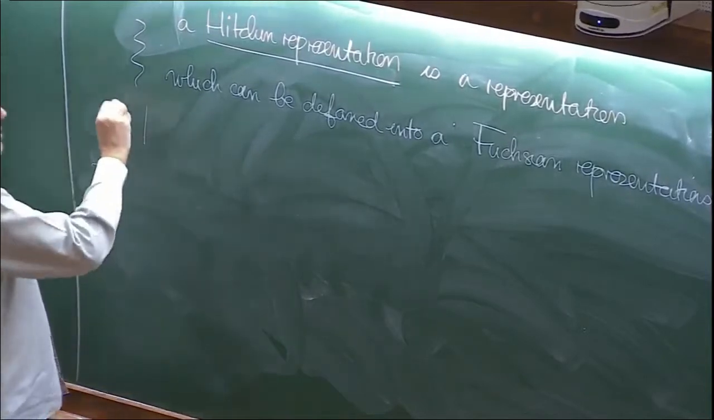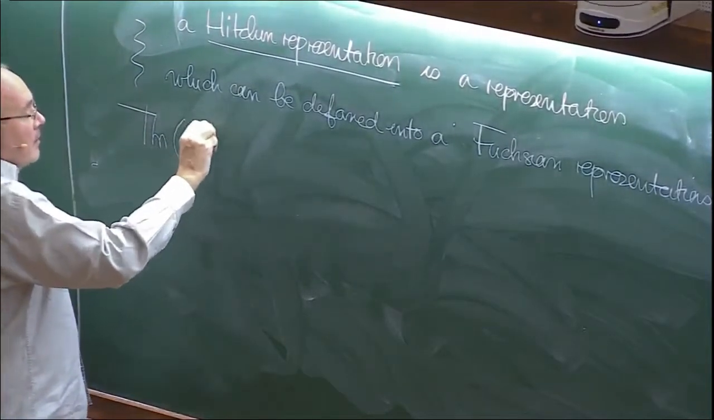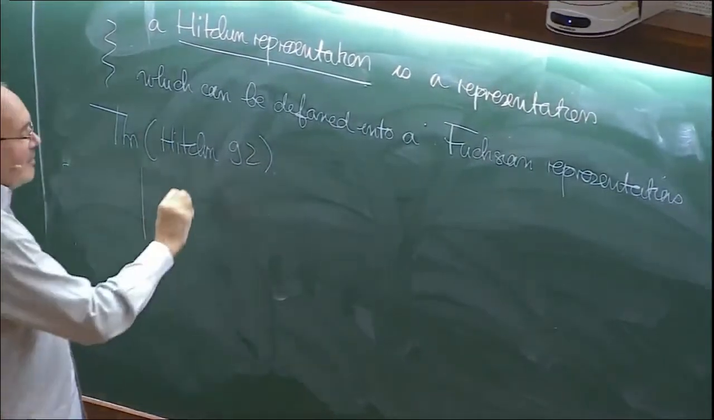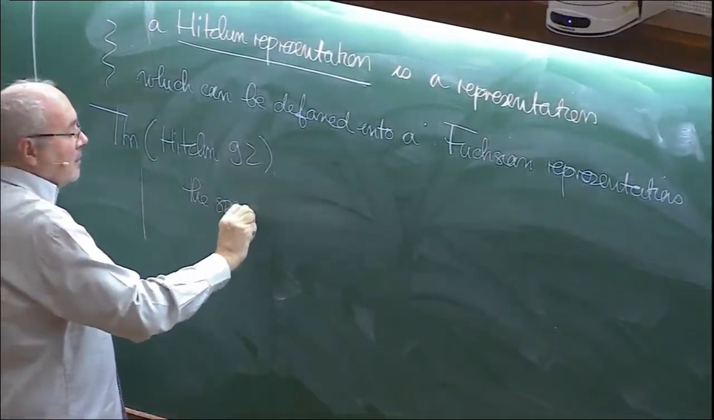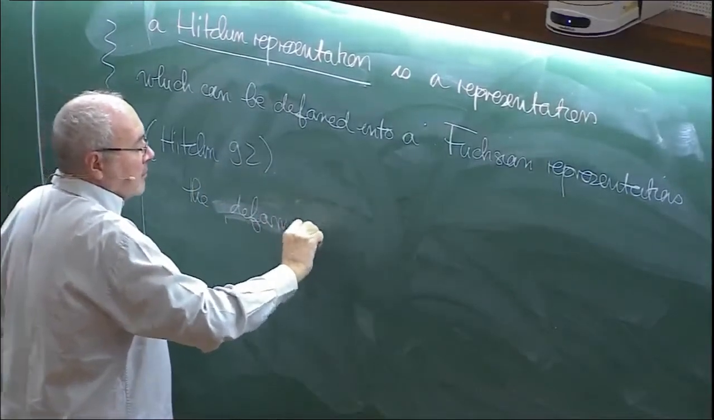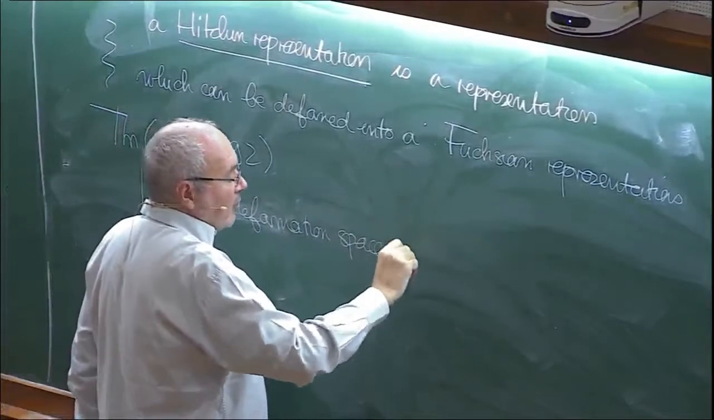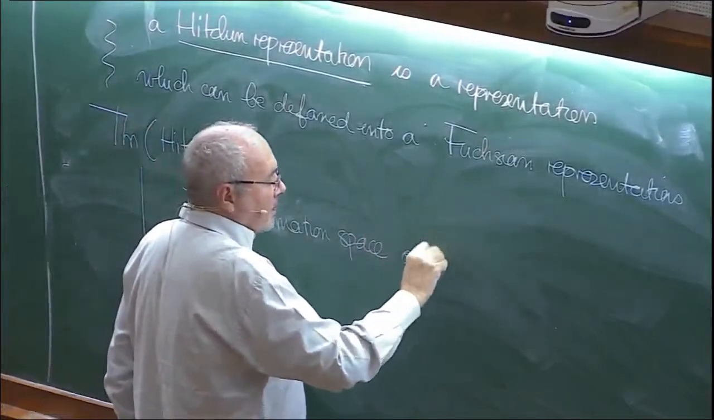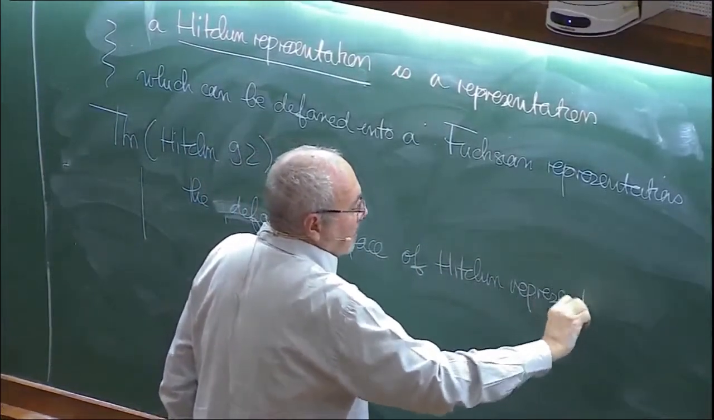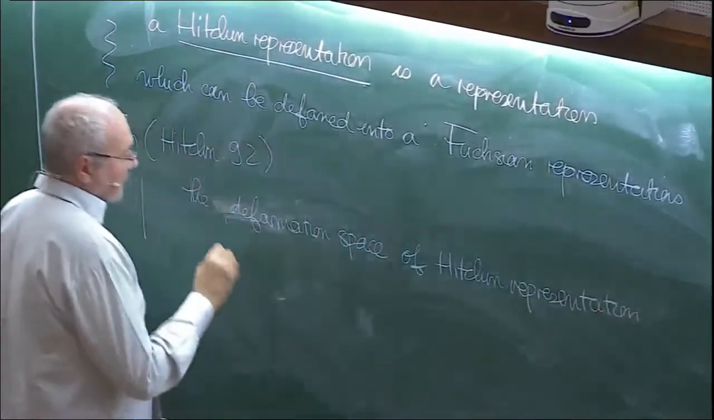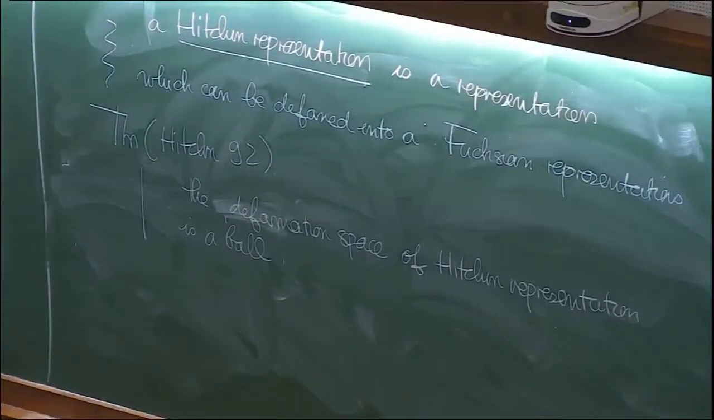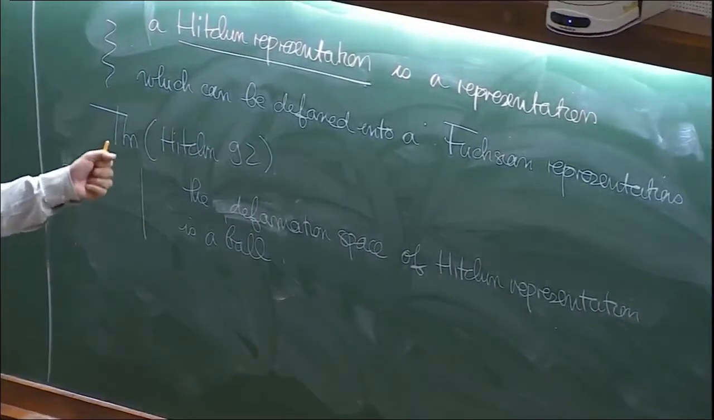And why are they called Hitchin? Because there's a beautiful theorem by Hitchin in '92, which says way more than that: the space of Hitchin representations, the deformation space, I mean the space of homomorphisms up to conjugacy, is a ball. So next week, I'm going to try to explain where the third theorem comes from.